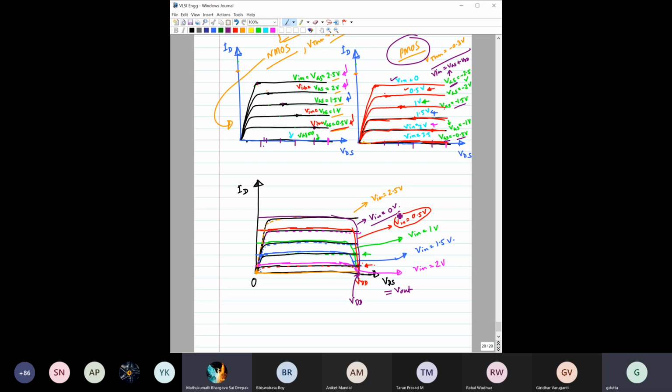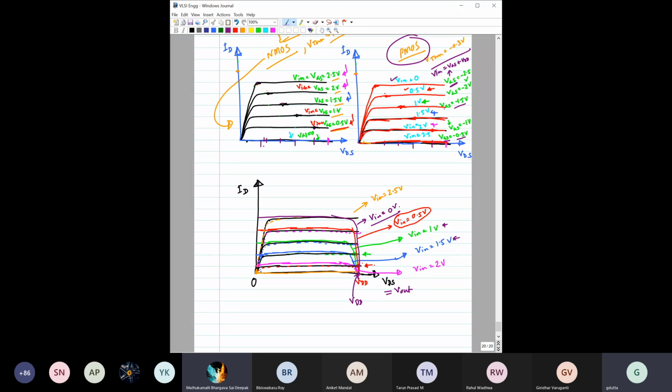Now you change from Vin 0 to 0.5. So for Vin 0.5, PMOS characteristics is this one, and here NMOS characteristics is this one. Intersection is here. So it is slightly below this VDD, a little bit below VDD, right? Okay, now you go for 1 volt. So when Vin is equal to 1 volt, PMOS characteristics is this one and NMOS characteristics is this one. Intersection is here. Again, a slight reduction in the output voltage.